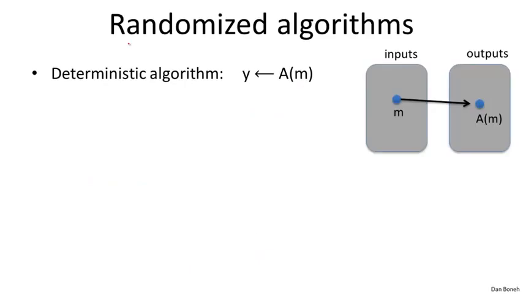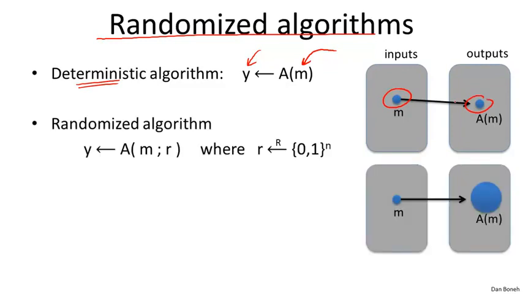The last concept I want to define in this segment is what's called a randomized algorithm. I'm sure you're all familiar with deterministic algorithms. These are algorithms that take particular input data and always produce the same output, say y. So if we run the algorithm 100 times on the same input, we'll always get the same output. You can think of a deterministic algorithm as a function that, given a particular input data m, will always produce exactly the same output, A of m.